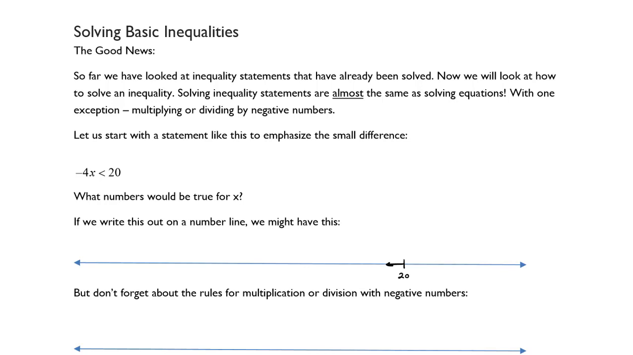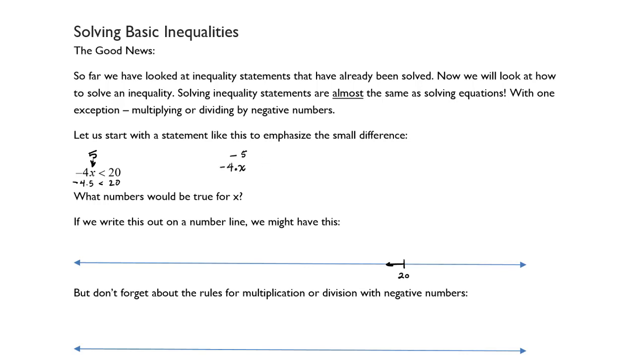We have negative 4x is less than 20, and we need to figure out what value of x would make this statement true. Now, if we were to pick 5, let's just say we picked positive 5. That would make this statement say negative 4 times 5 is less than 20. Is that a true statement? Well, that would be negative 20 is less than 20. That is true.